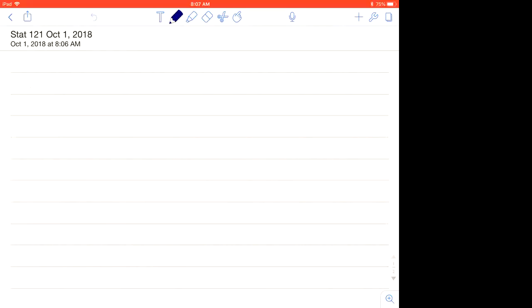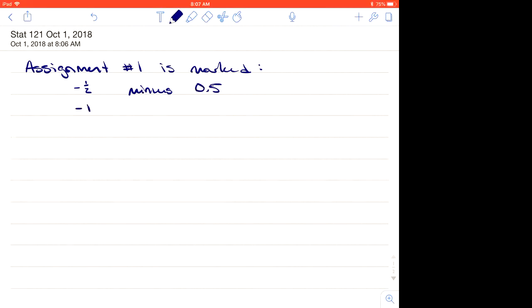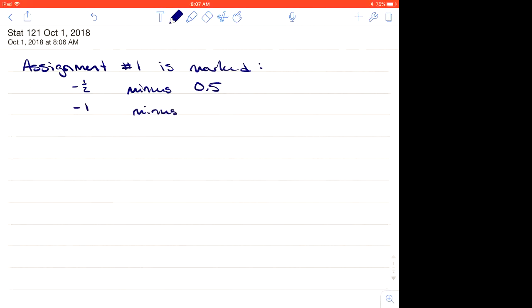All right. So assignment number 1 is marked. And if you see something like -0.5, this is always -0.5. It's not 1 out of 2, it's just 0.5. Okay. -1 is just -1, etc. I've tried to write little notes as I go along.